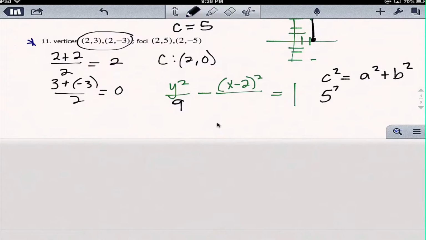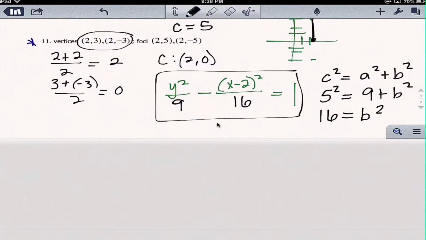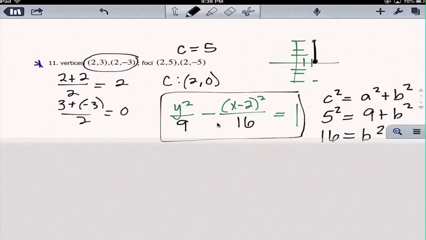So in this case, I have 5 squared equals 9 plus b squared. And it doesn't matter if I use 9 for a squared or b squared. Okay, when I solve that, I end up getting 16 is b squared, so 4 is our b value. But I don't even need to figure that out, because the important part is b squared. So I'm going to put 16 down in the denominator, so that would be our equation.